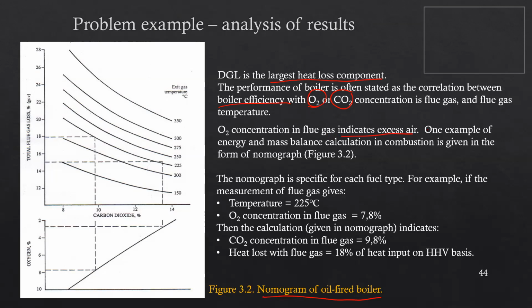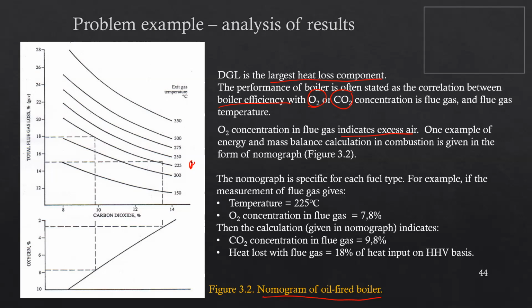So for example, we have measurements of the flue gas, which give the parameters temperature and oxygen concentration in flue gas. We have this nomograph here. It looks like two graphics merged together. The below graphic is just the percentage of oxygen, and the above graphic is the graphic between the total flue gas losses versus carbon dioxide percentage or concentration.